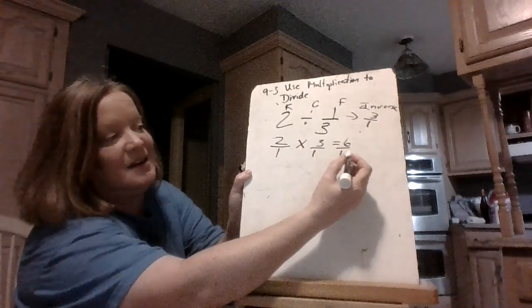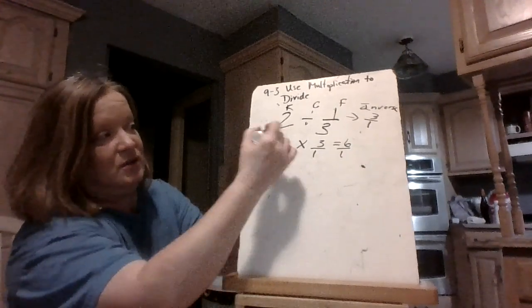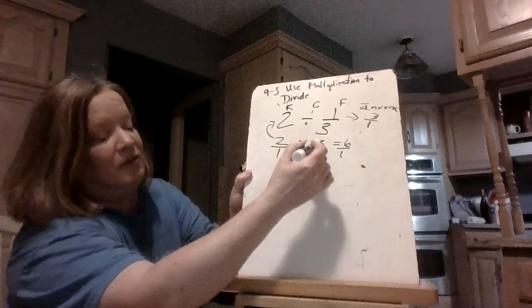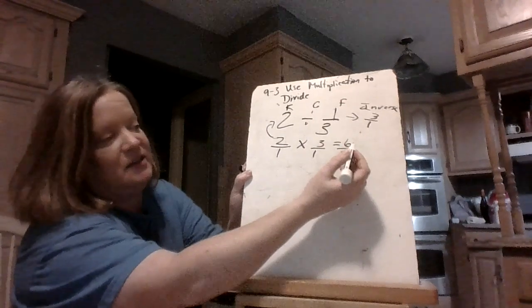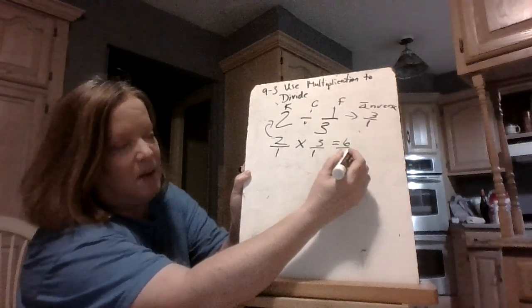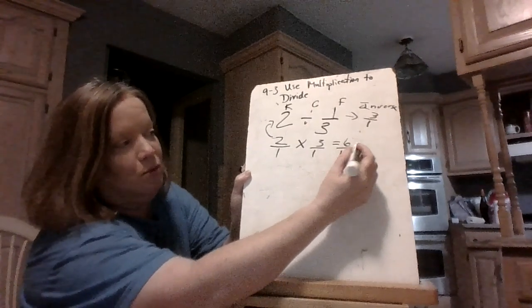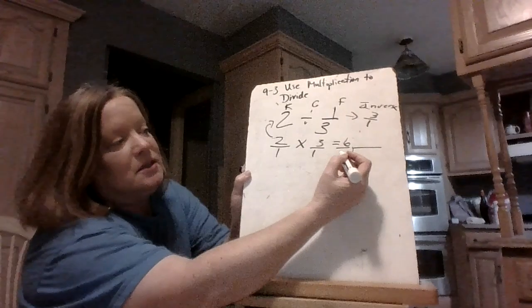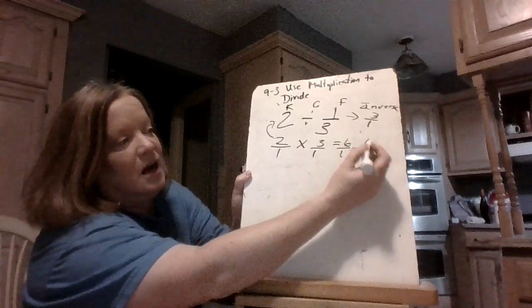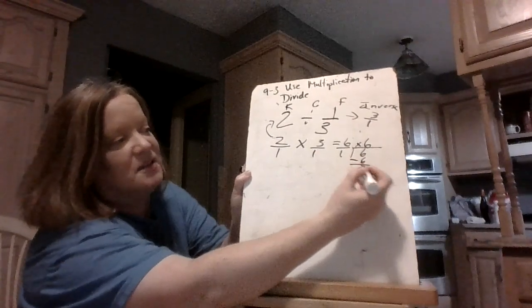6 over 1 is an improper fraction, but we know 2 over 1 is the same as 2, and 3 over 1 is the same as 3, so 6 over 1 is 6. But just to prove it, we're going to divide it out. If this is an improper fraction, I'm going to divide my denominator into my numerator. So 1 goes into 6 six times, multiply it back, 6 times 1 is 6. So my answer here is 6.